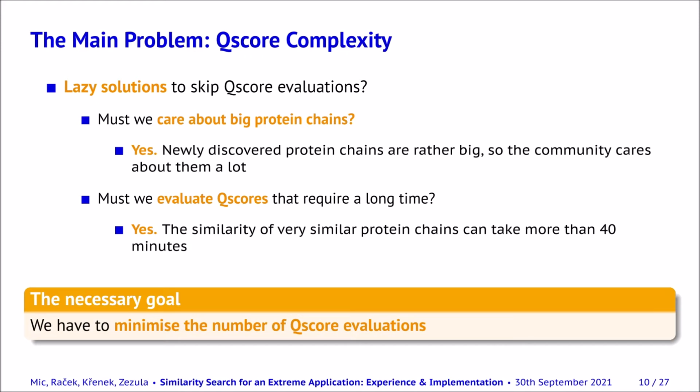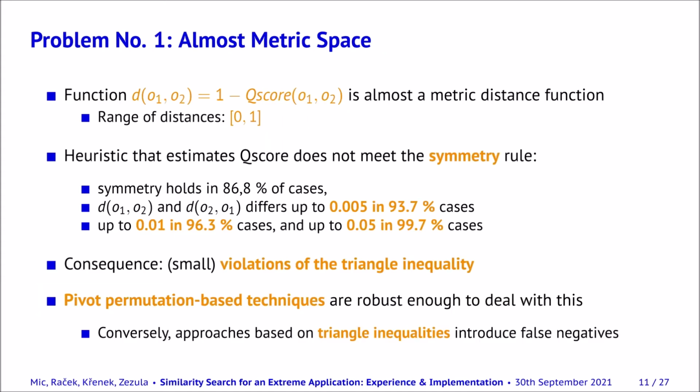The search engine that efficiently executes similarity queries in this domain thus has to minimize the number of Q-score evaluations, especially in case of big query chains. The rest of this video presents our solutions to search this data. First, we transform the Q-score to the distance function. We simply subtract 1 minus Q-score to get an almost metric distance function.